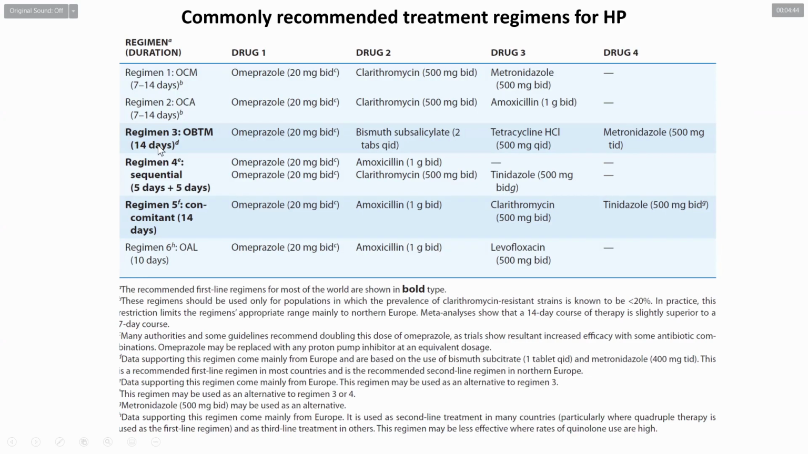Nowadays, most H. pylori are resistant to clarithromycin, which is this C, clarithromycin, and many of them are developing resistance to many other antibiotics. So we are sometimes left with no choice but to start with this regimen, OBTM, which is the classical quadruple therapy: omeprazole, bismuth, tetracycline, metronidazole.